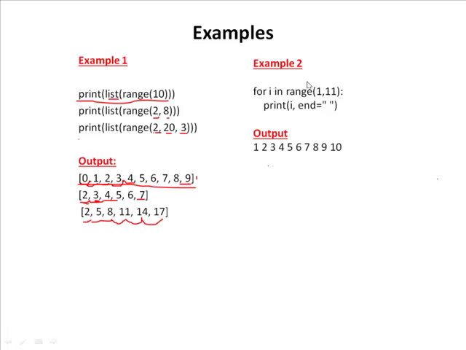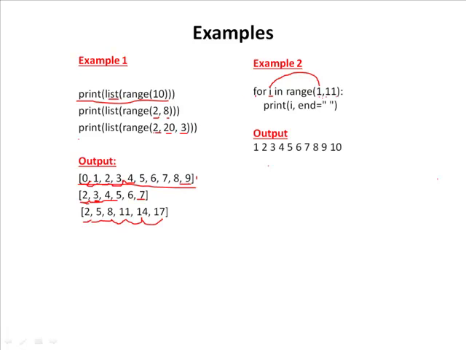Now in the second example we are using this range function in a for loop. Here this range function goes from 1 to 11, that means it will generate the numbers from 1 to 10 only, it will not include the 11th one. And here this i is the variable name and this i initial value is 1, that means this i initial value depends on the range function start value. Here if the range function start value is 3, then i initial value is also 3, right?